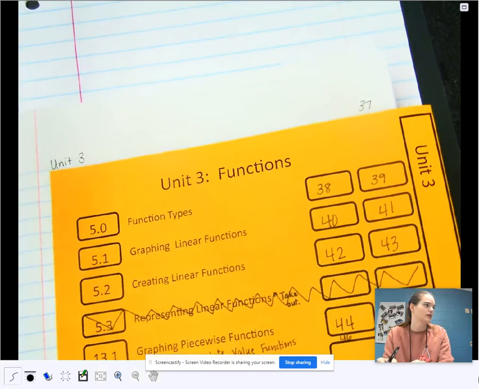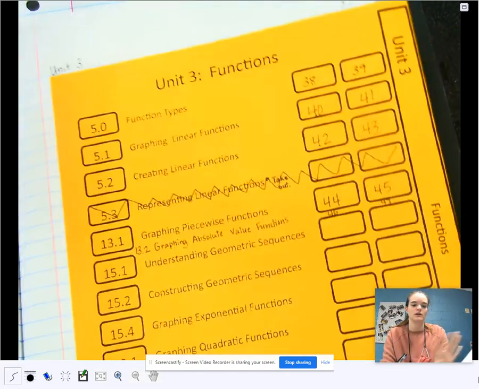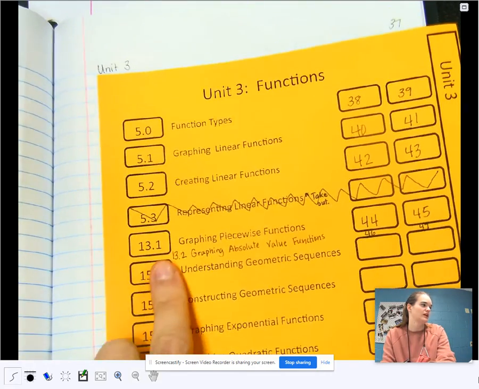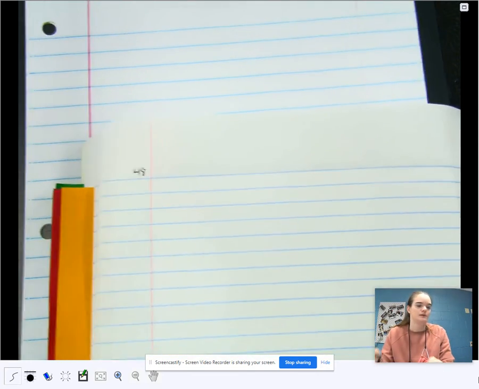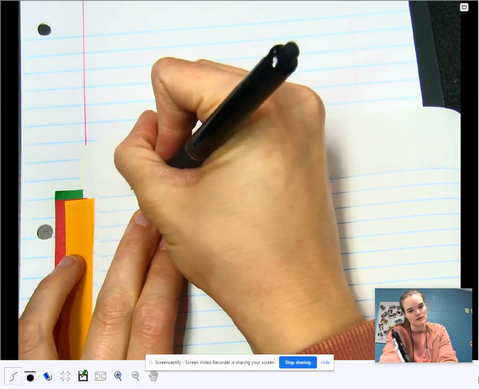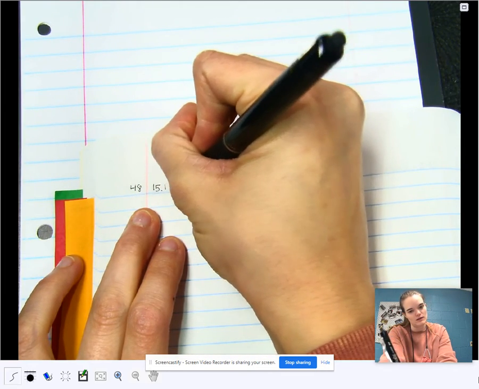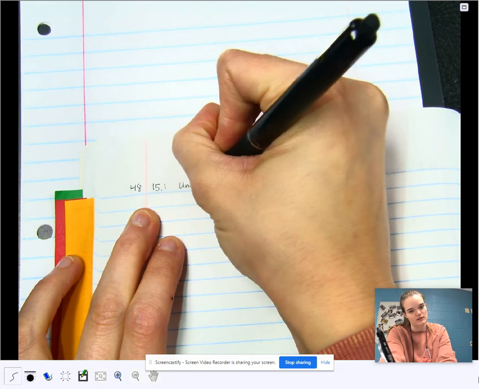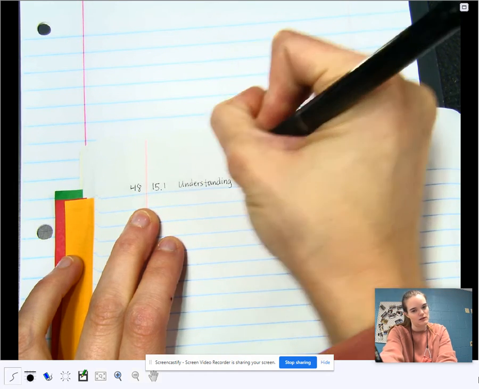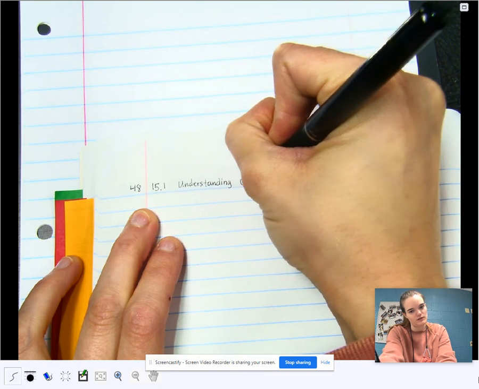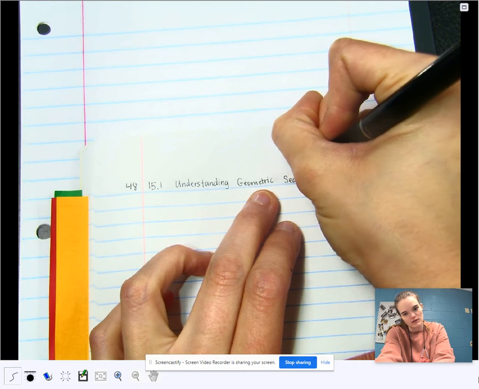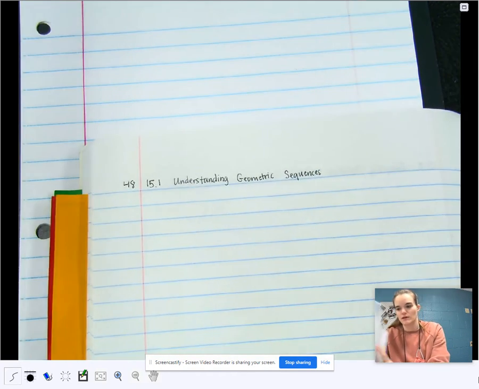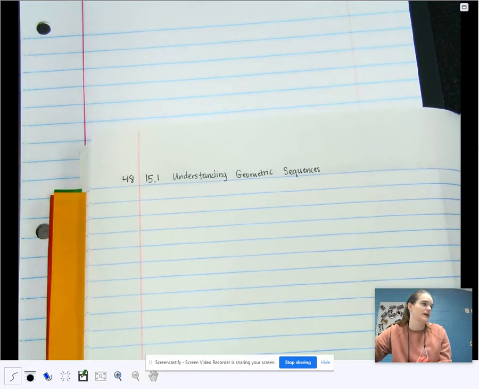Pages 48 and 49 are going to be 15.1, understanding geometric sequences. Constructing will be tomorrow. So that's 15.1, understanding geometric sequences, on pages 48 and 49.